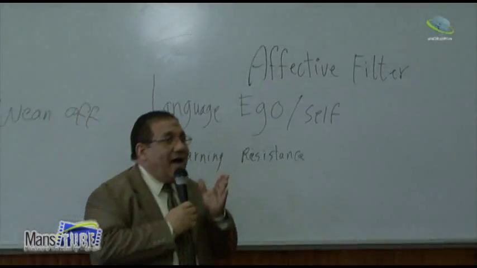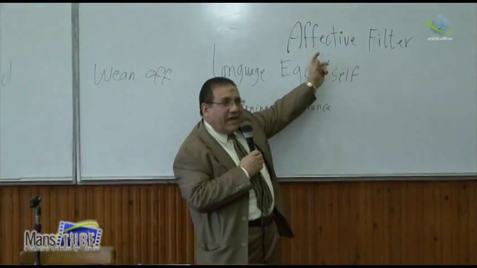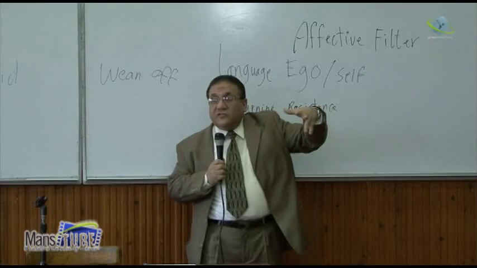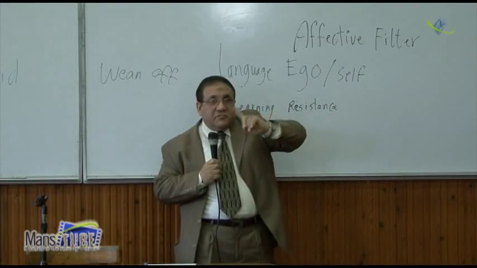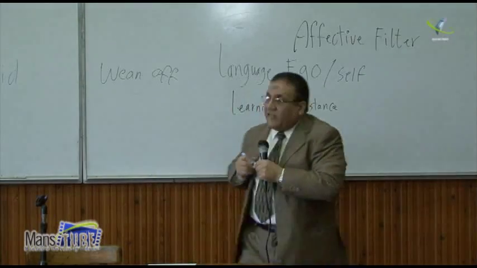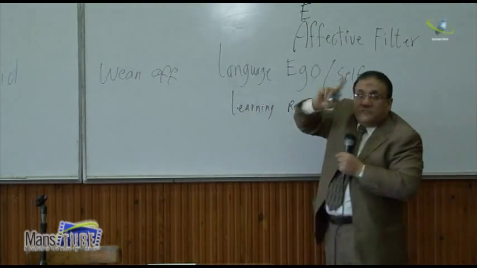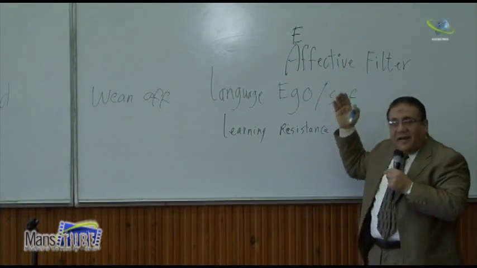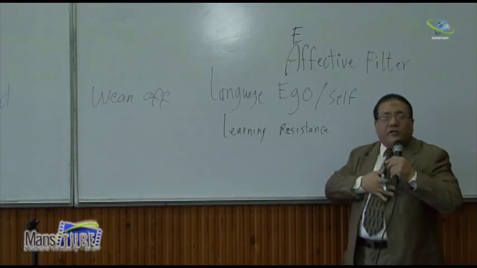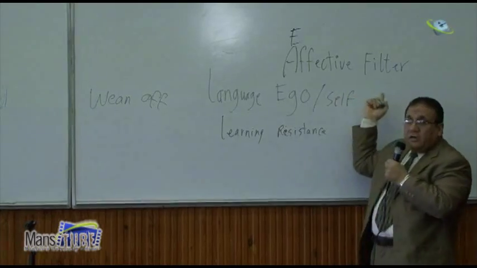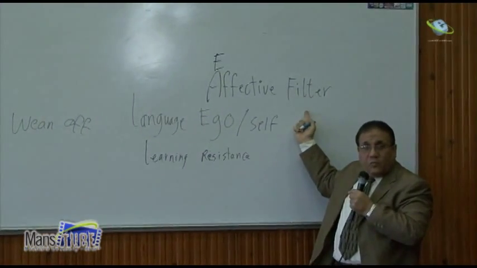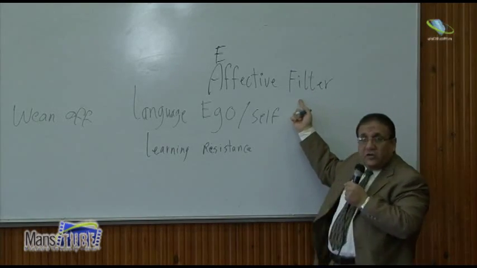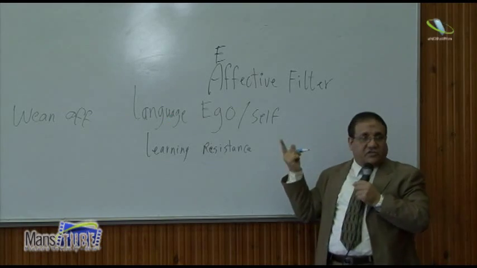Notice how I'm saying it? Affective. It's not effective. It's not with an E. It's with an A. Affective means what? No, no, this is effective. Yes, related to the feelings. Affective means related to your feelings, related to the heart. So affective filter means a filter. What's a filter? Yes, murashah. So a filter is like a construct.